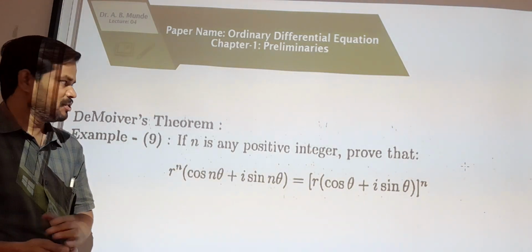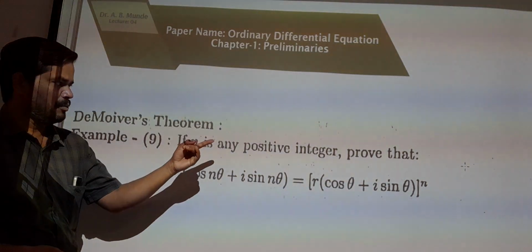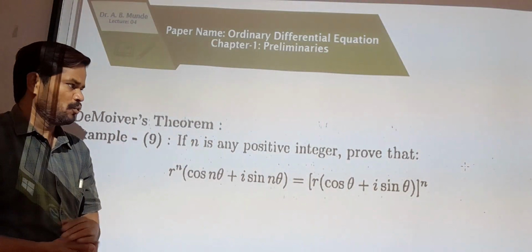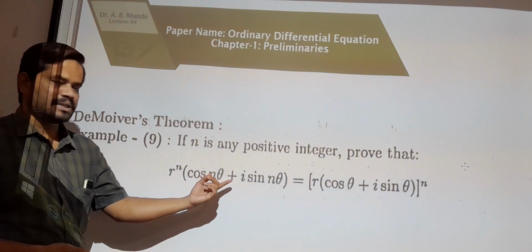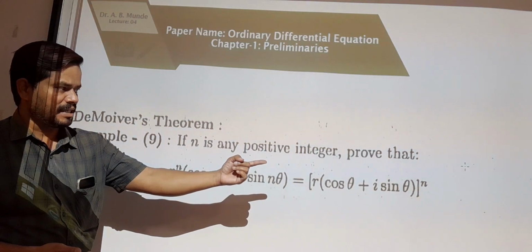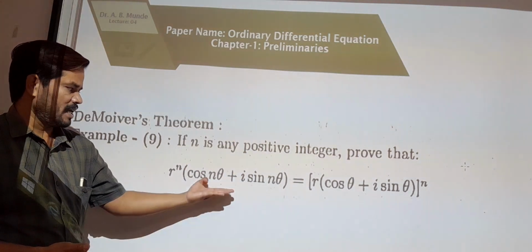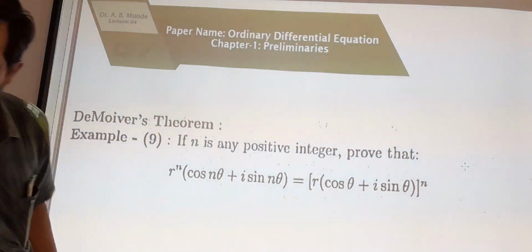So, the statement of de Moivre's theorem is: if n is any positive integer, then prove that [r(cos theta plus i sin theta)] raised to n is equal to r raised to n in bracket cos n theta plus i sin n theta. So this identity we have to show. So let us see here the proof of this theorem.